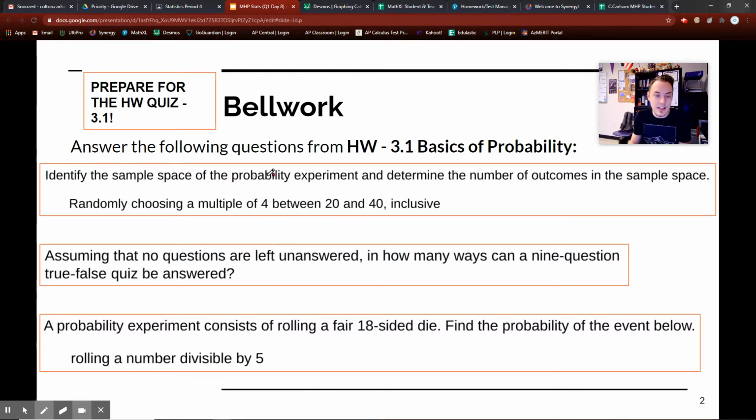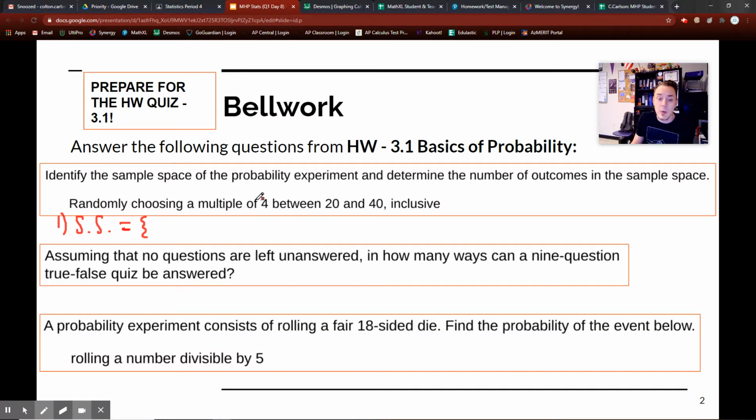Let's get started. Identify the sample space of the probability experiment and determine the number of outcomes in the sample space. We randomly choose a multiple of 4 between 20 and 40. What does this look like? Well, first off, it's going to ask you what the sample space is. So I'm going to just abbreviate sample space. We need to list out the sample space in our fancy braces.